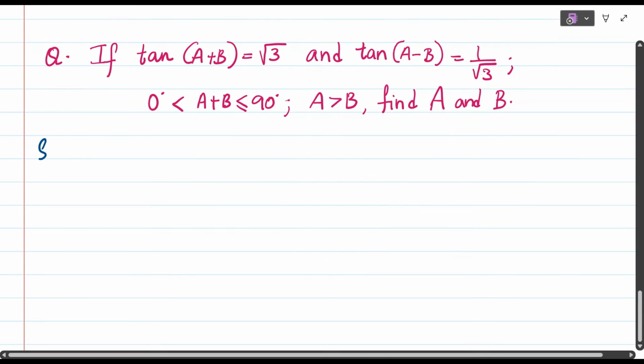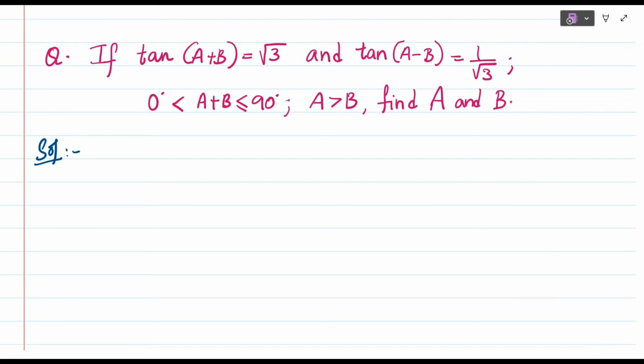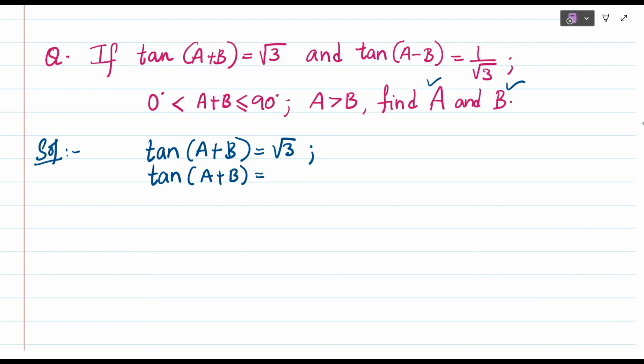Students, the next question is, we have tan of A plus B is equal to root 3 and tan of A minus B is equal to 1 by root 3. They are asking us to find the values of A and B. Is it clear students? So tan of A plus B is given as root 3. From this we know that tan 60 degrees gives root 3. So in place of root 3, I am going to write tan 60. So on LHS and RHS tan will be cancelled out. So A plus B will be equal to 60 degrees. This is equation number 1 students.